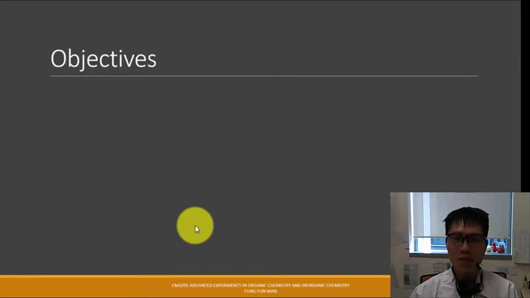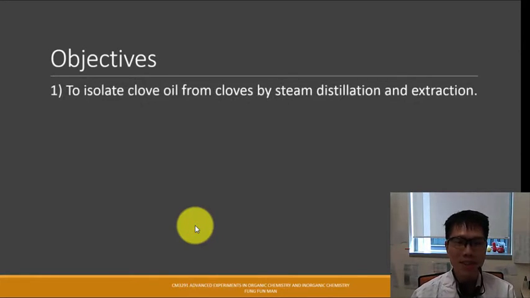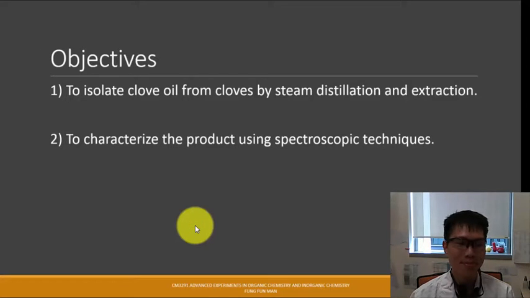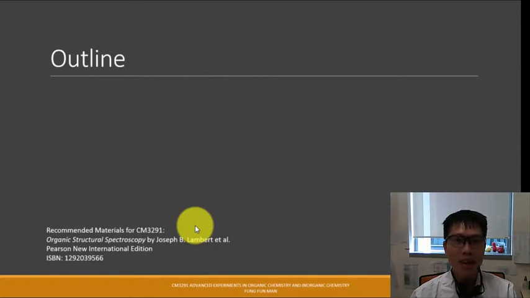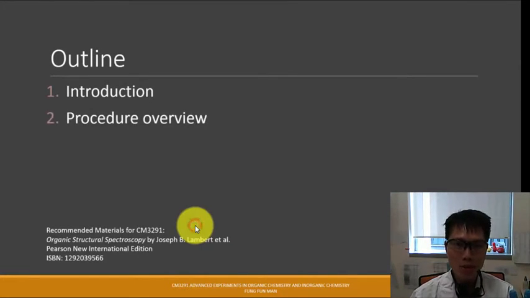Now the objective for this experiment is, number 1, to isolate the clove oil from cloves by steam distillation and extraction. And number 2, we need to characterize the product using spectroscopic techniques. Now the outline for this lecture: I'll first review the introduction, followed by the procedure overview, and next we'll go on to analysis.